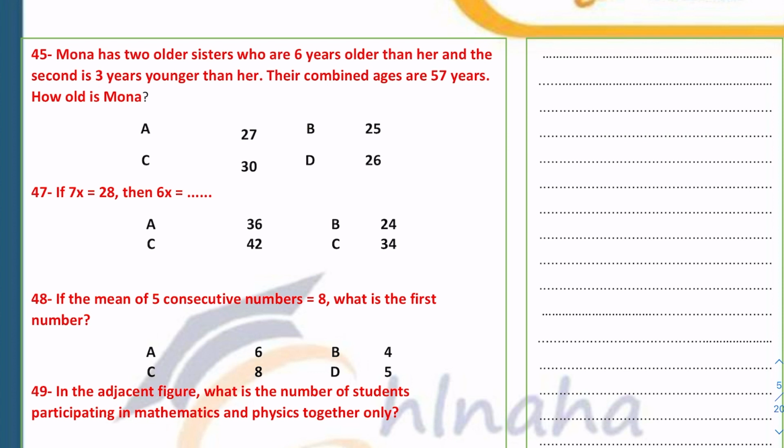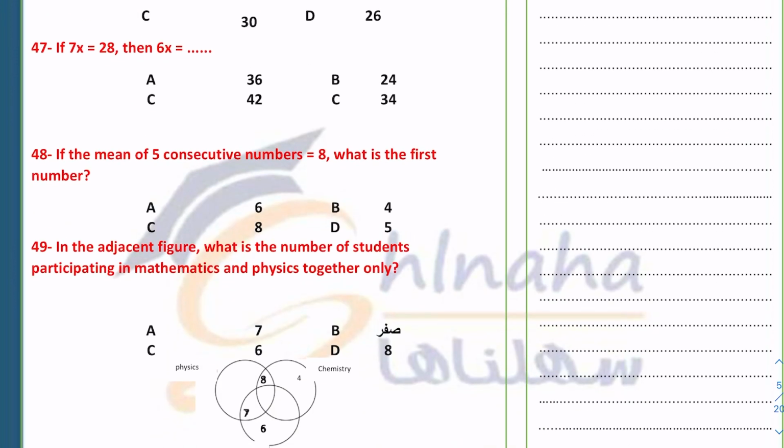We only have to add the two sisters here. The combined ages, here we should mention, is the sum of the two sisters only, not all of them. If 7x equals 28, we will divide by 7 and divide by 7, so x equals 4. I will replace x by 4. 6 times 4 equals 24.